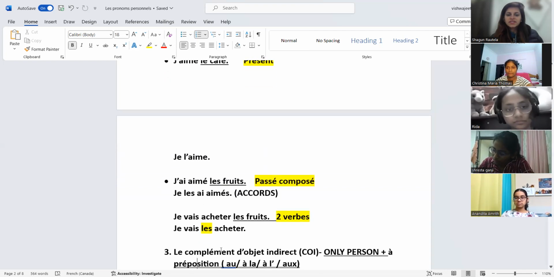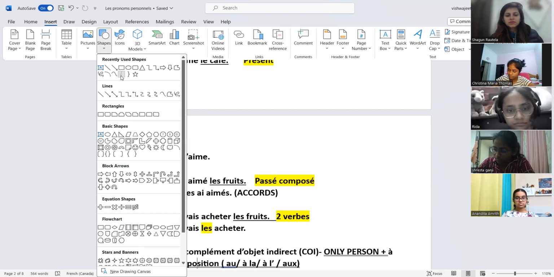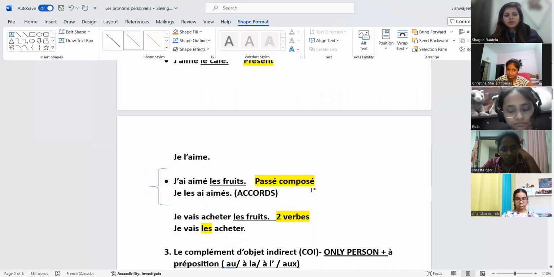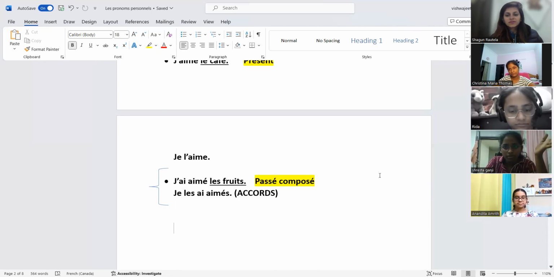What happens in past tense? Now we have a different sentence. Can you see this sentence? What is happening here? Now your focus should be here. Okay, I'll just put this down. Now what is happening here? It's coming before the first verb. Am I right? Yeah, okay. So now, Christina, can you tell me what is happening here?